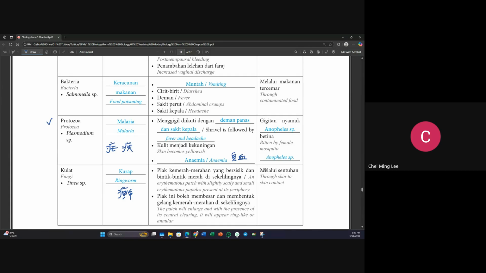So there are some like erythematous patch, slightly scaly, and small erythematous papules present at the periphery. Okay, it means your skin becomes very rough, red color, and some black dots at the side normally. And the patch means the whole big area that becomes scaly will be enlarged, with the presence of central clearing. So it will appear ring-like or annular. Normally it spreads through skin to skin contact.